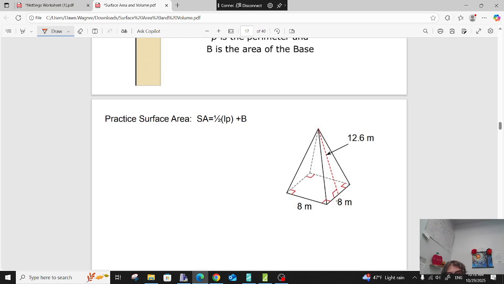So P, what's L? Let's list all of them out. What's L? 12.6. And what's P? 8 times what? 4, because I have 4 sides. It's a square, which is equal to 32. Okay, I need capital B, which means area of the square.